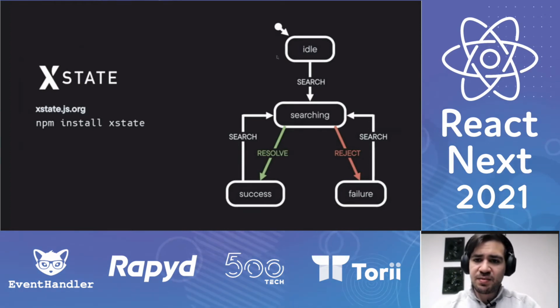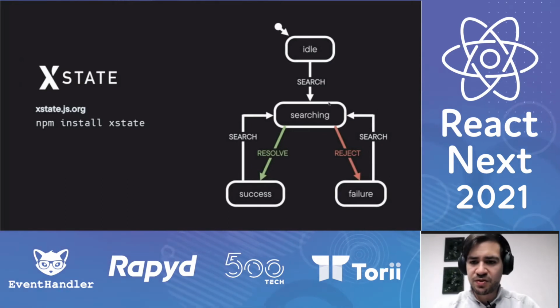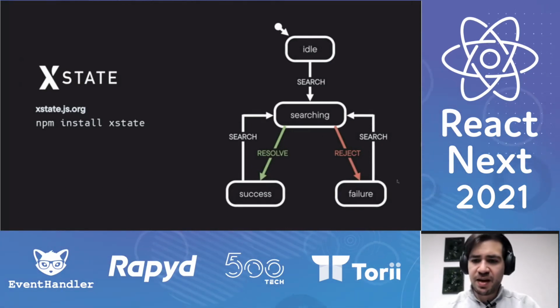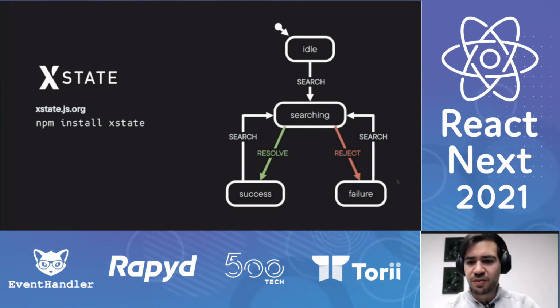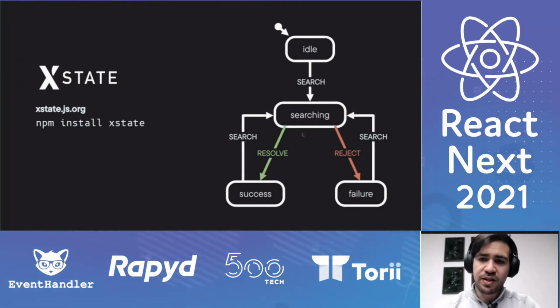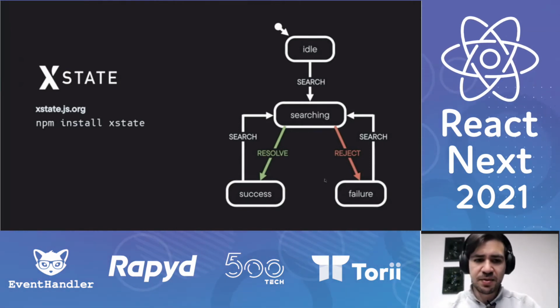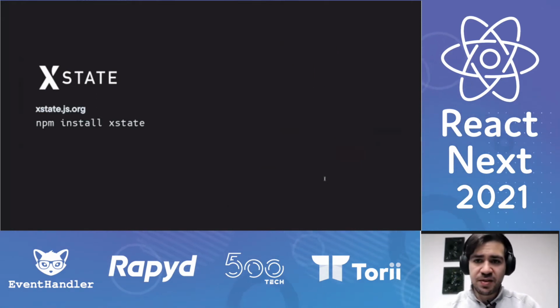So take this state machine, for example. We have an idle state, which is our initial state, and when we search, we go to searching. And then a couple of things can happen. Our promise can either resolve or reject, and from those, we could search again. So this is just an example of non-trivial application behavior.